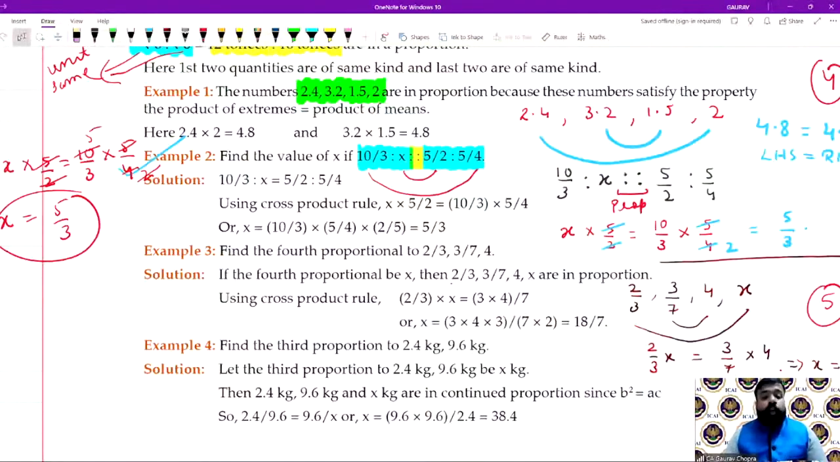Tanishka is asking about an addendo question. Yes, it will come in a later example and some back questions also. So we will cover that. Don't worry.